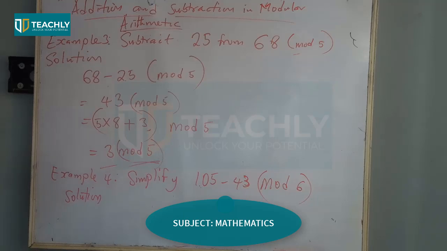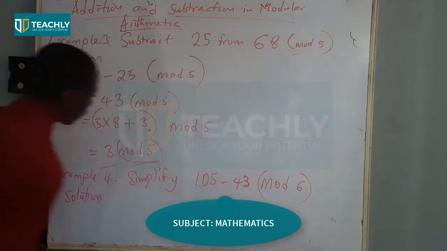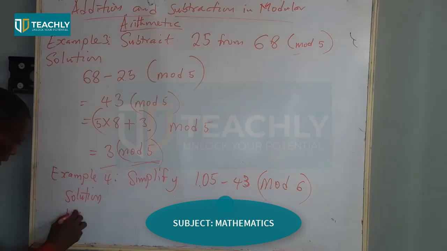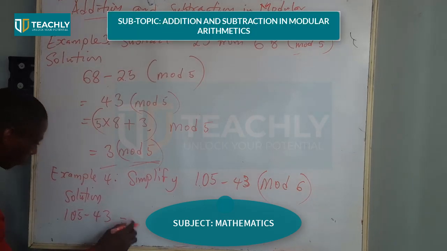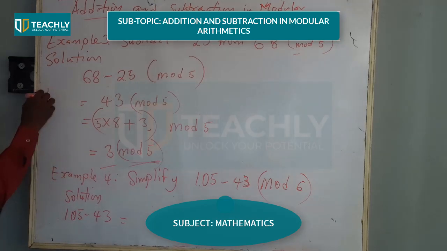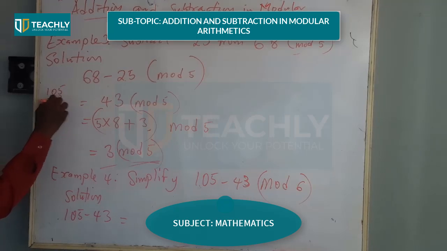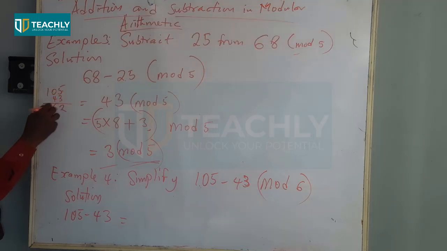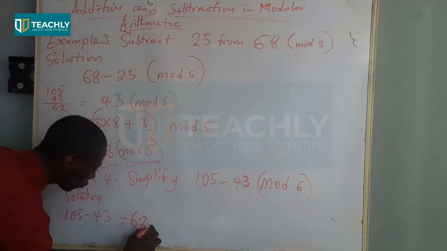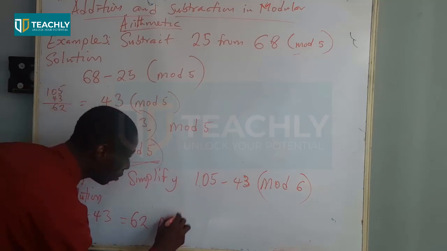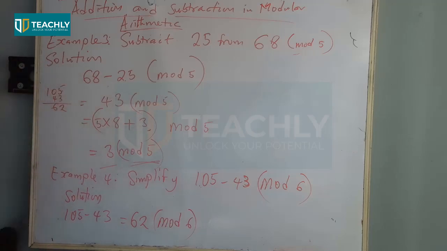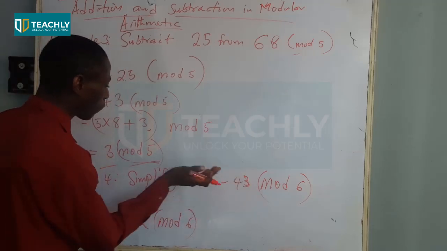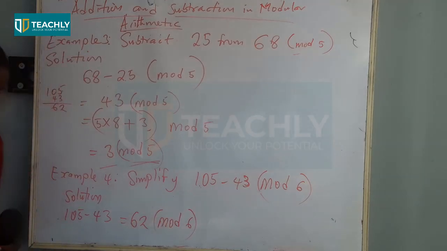The first thing is, let's first simplify 105 minus 43. Let's subtract 43 from 105. 5 minus 3, you have 2. Here you borrow 1 from the 0 because 4 cannot go in 0. Borrow 1 here, 10. 10 minus 4, we have 6. So we are going to have 62 modulo 6. So that means if you perform the arithmetic operation of 105 minus 43, you get 62 modulo 6.